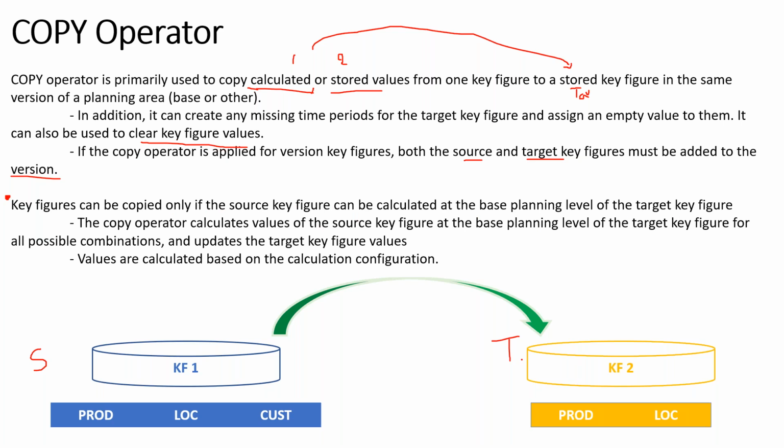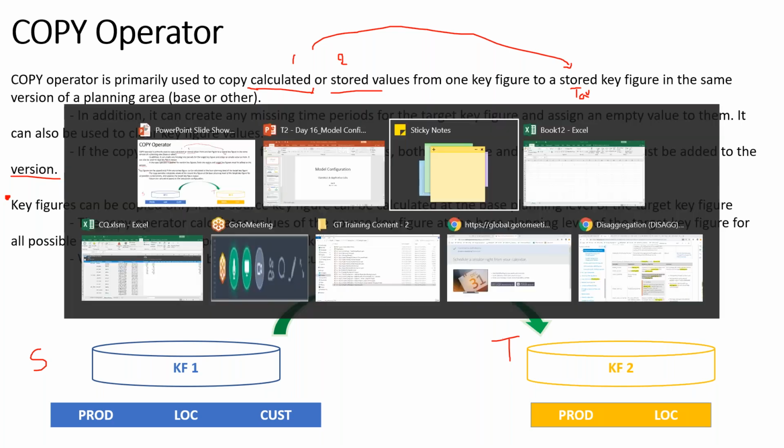What is the base planning level of the target key figure? Product and location. And whether the system can do a calculation at the product and location level? Yes. How can it do that? It can simply aggregate and then copy it, right? But if it is like product, resource, and maintenance job, then for key figure 1 and key figure 2, this operator will fail, because the target key figure is at product location level, whereas the source key figure is at product, resource, and maintenance job. So hope you're getting it.